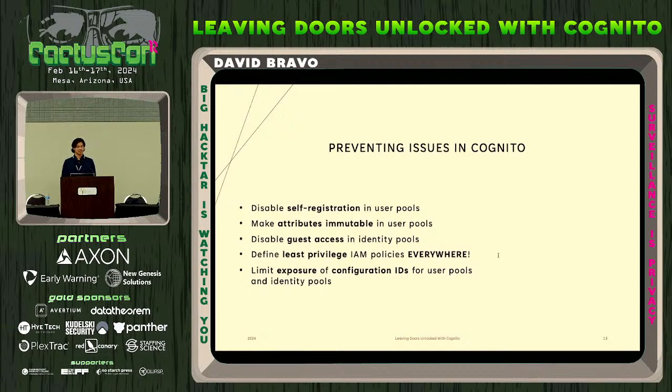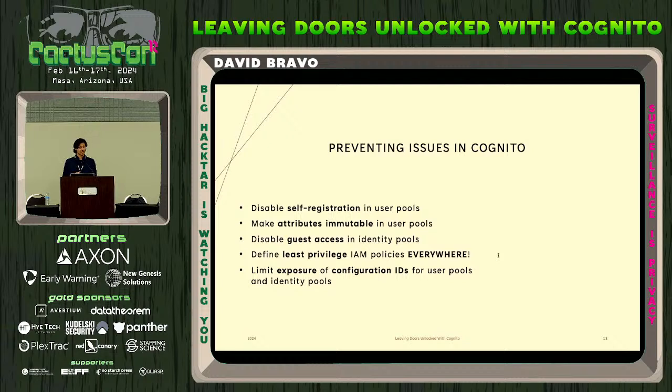So let's say you have an application that doesn't need users to sign up new users. It doesn't need external people to create new users. Disable self-registration, or I think in that case it's don't enable it. For attributes that you assign to users and user pools, make sure you make the attributes immutable if you don't want them to be mutable.